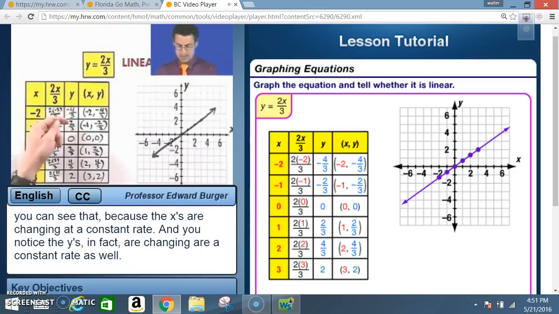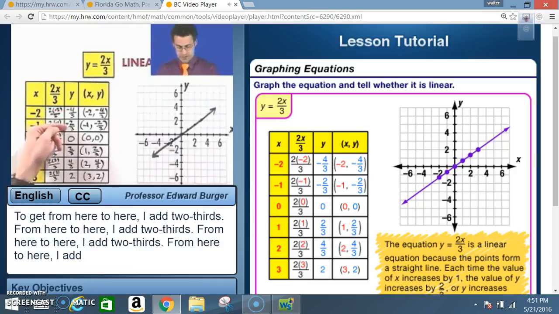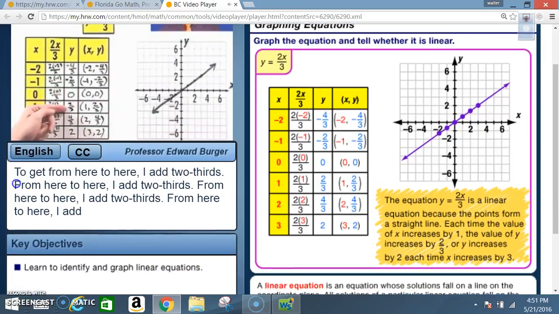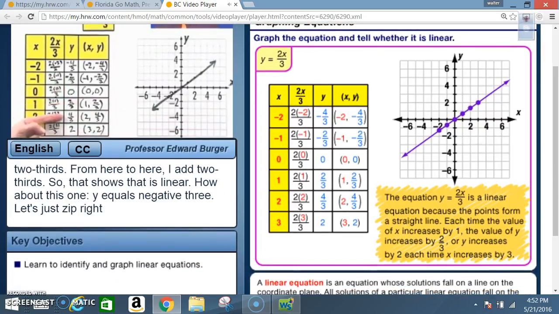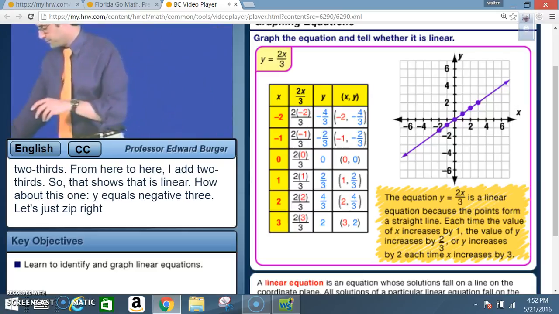And you'll notice that the y's, in fact, are changing at a constant rate as well. To get from here to here, I add 2/3. From here to here, I add 2/3. From here to here, I add 2/3, and so on each time. So that shows that it's linear. How about this one?